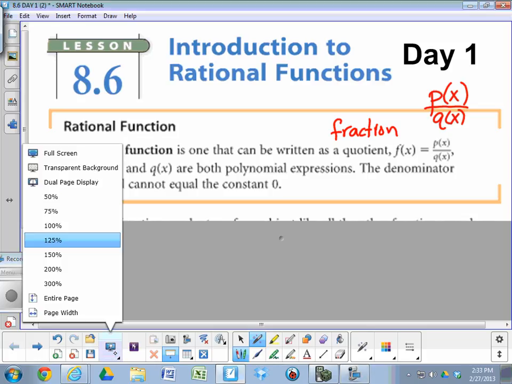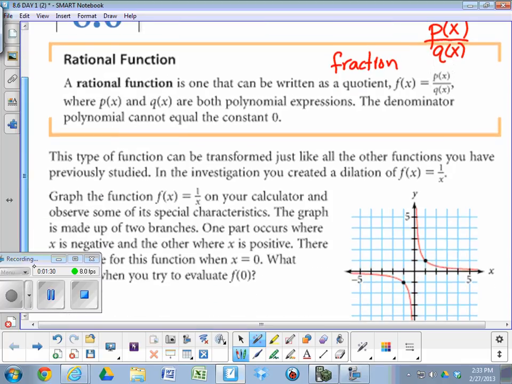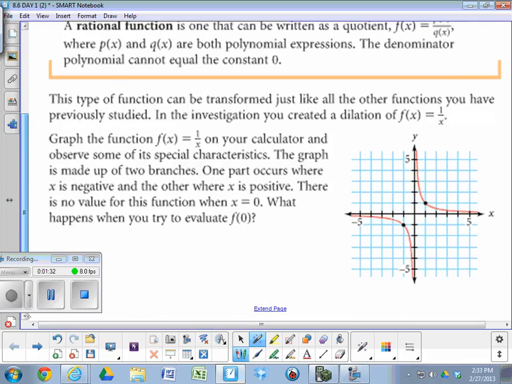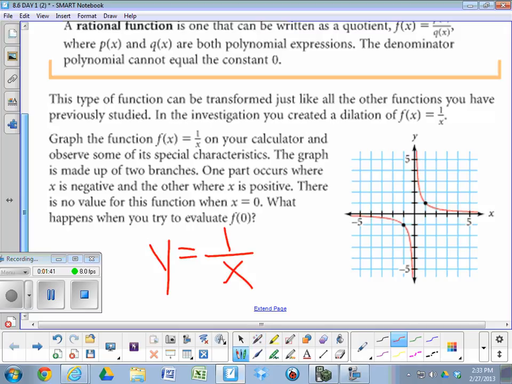So what I want you to do is go ahead and graph. We're going to graph 1 over x, and it looks like this. This is the parent function of a rational, and it's basically 1 divided by x. The most basic thing that the numerator could be is the number 1, and the most basic thing that the denominator could be is the letter x.